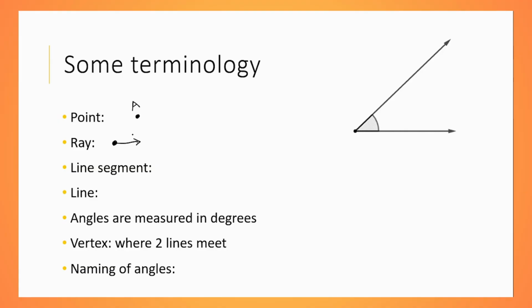Then a ray would be from a point pointing in some direction. That should be a straight line, let's pretend it's a straight line. We indicate a ray with an arrow to show that it continues forever and ever. We would also put some capital letter there by the point.